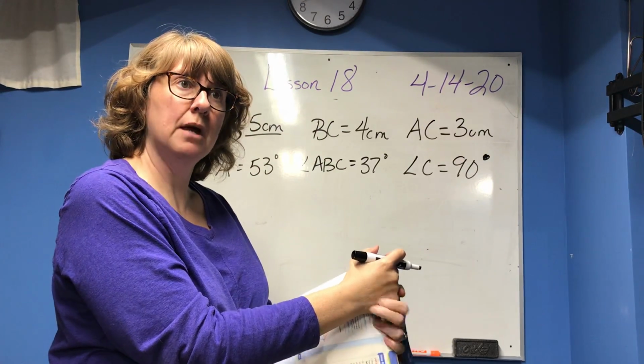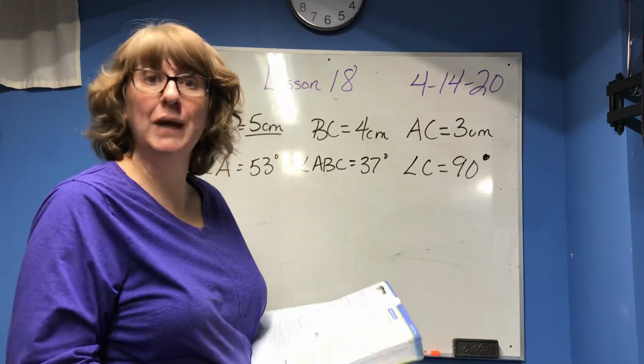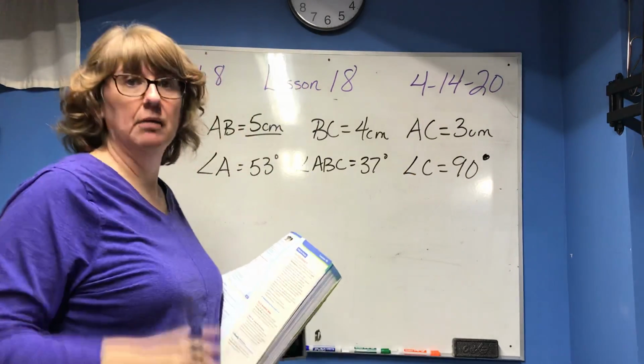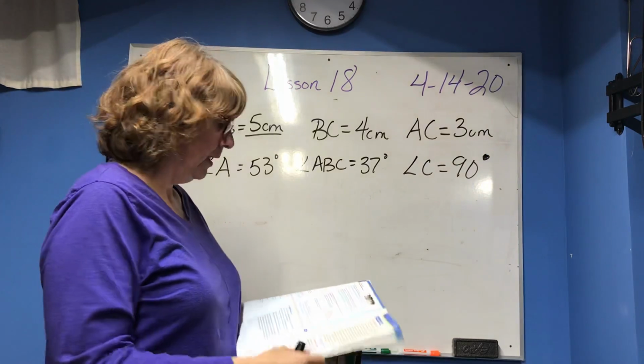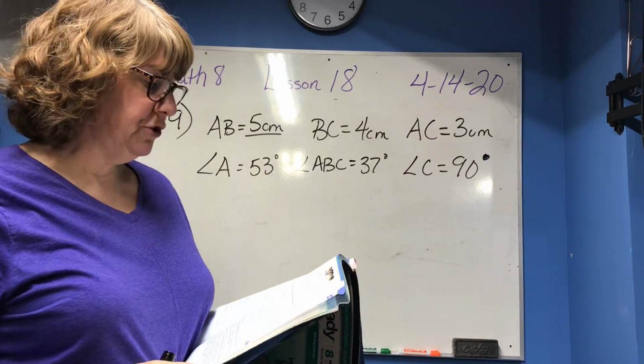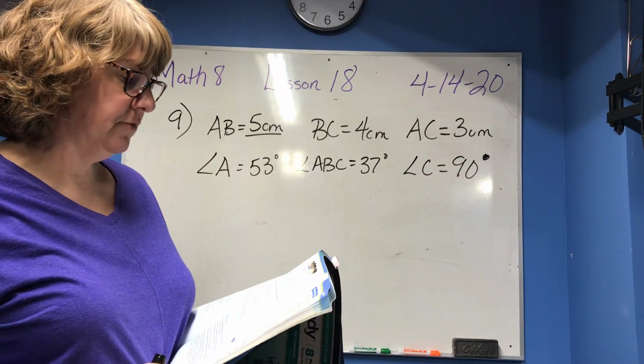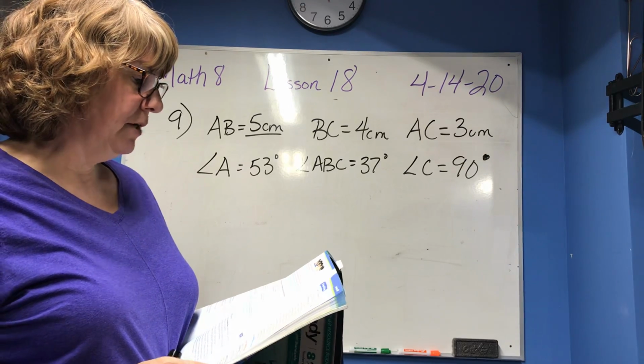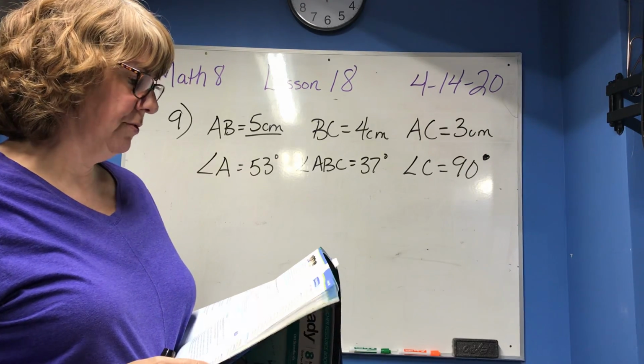Now, I can double check these, right? Do you remember the sum of the angles in a triangle is 180? So if I add these three numbers together, they should equal 180. I think we're good. All right, now number 10 wants you to measure the lengths and the sides of triangle XBY to the nearest centimeter and measure the angles to the nearest degree.